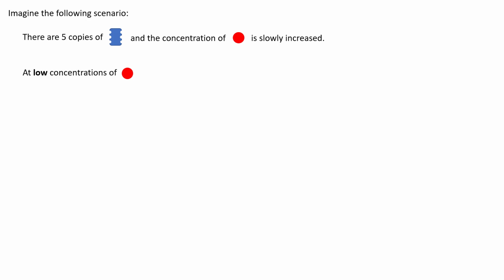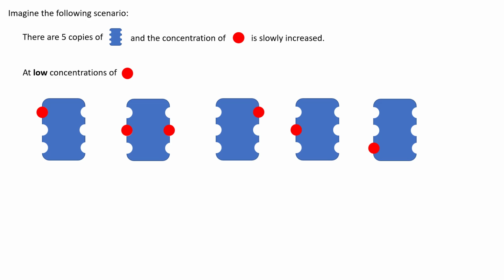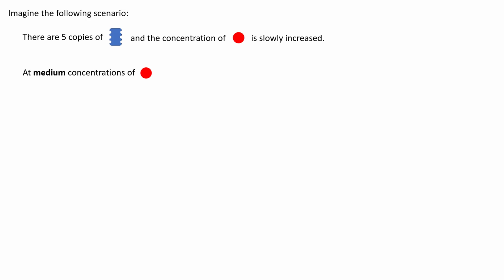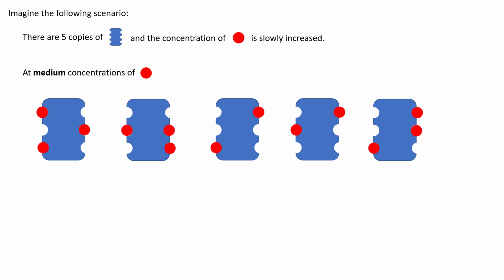At low concentrations of the red molecule, you will have some binding spots in the blue molecules occupied, but none of the molecules are fully occupied, so none have been activated. At medium concentrations of the red molecule, you have more of the sites occupied, but again, none of the individual blue molecules have been fully occupied, so none of the blue has been activated.